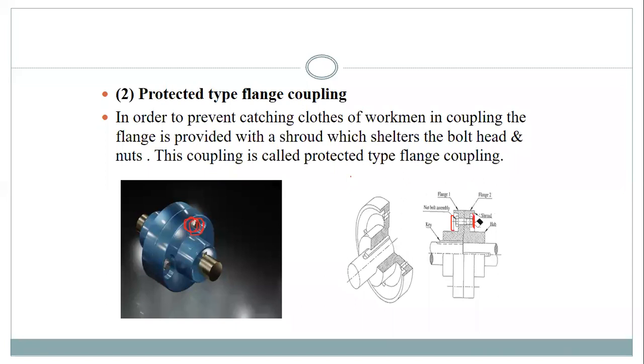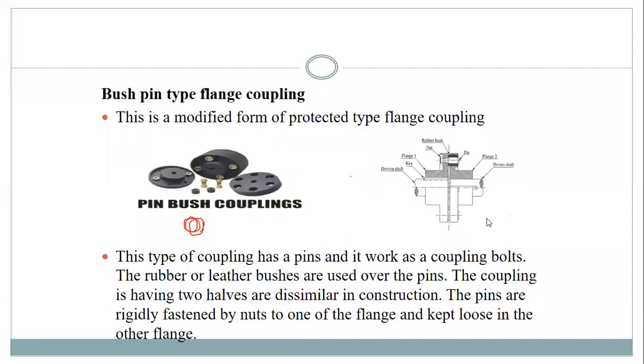Let's move further, guys. Bush pin type flexible coupling. Now see guys, this is a flexible coupling. The previous couplings that we saw were rigid couplings. But here, instead of bolts, we are replacing them. First thing I need to tell you is that this bush pin type flexible coupling is just like the flange coupling. Its construction is similar.